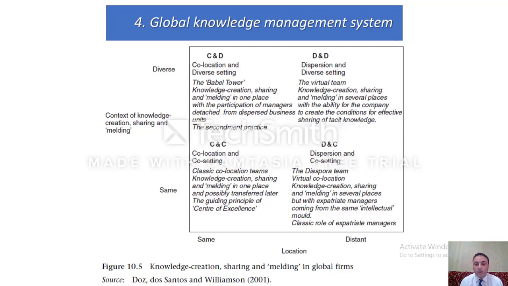Also, the third model, the D and C, there is a distant location but the same context. In this model, the virtual collocation, knowledge creation, and so on will be in several places, but with expatriate managers coming from the same intellectual model. So this uses the distant location and the same context. And the fourth one, D and D, we have different locations and different contexts, which is the dispersion and diverse setting. The virtual team, the knowledge creation, sharing, and melding in several places with the ability for the company to create the conditions for effective sharing of tacit knowledge.